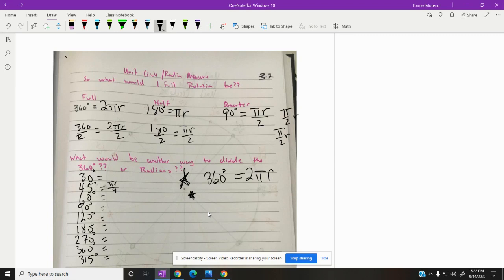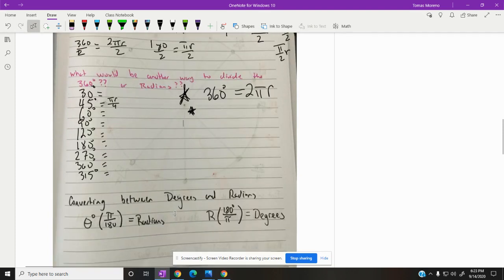And I want you to take a picture of it and send it to me, and I'm going to give whoever does this 5 bonus points on your test grade. Everybody just took the chapter 5 test. I'll give you 5 bonus points on that test grade if you take a picture of this and send it to me. What would be another way to divide 360 degrees for the radians?